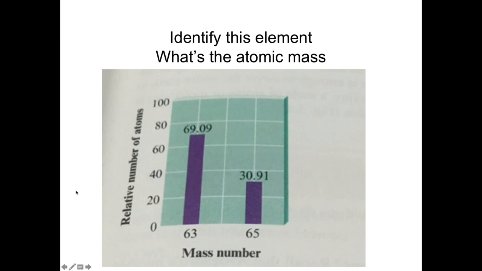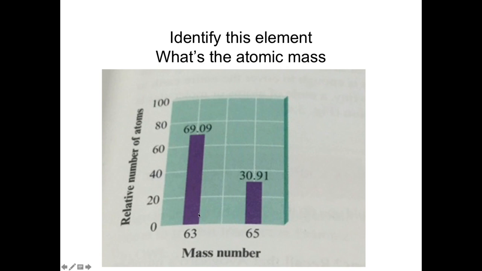So here's the other thing you guys can do. You can identify an element from this. So if you look at the mass of this element between 63 and 65, and you can see that we have about 70 here and about 30 here, the mass is going to be closer to 63. So probably somewhere between 63 and 64.